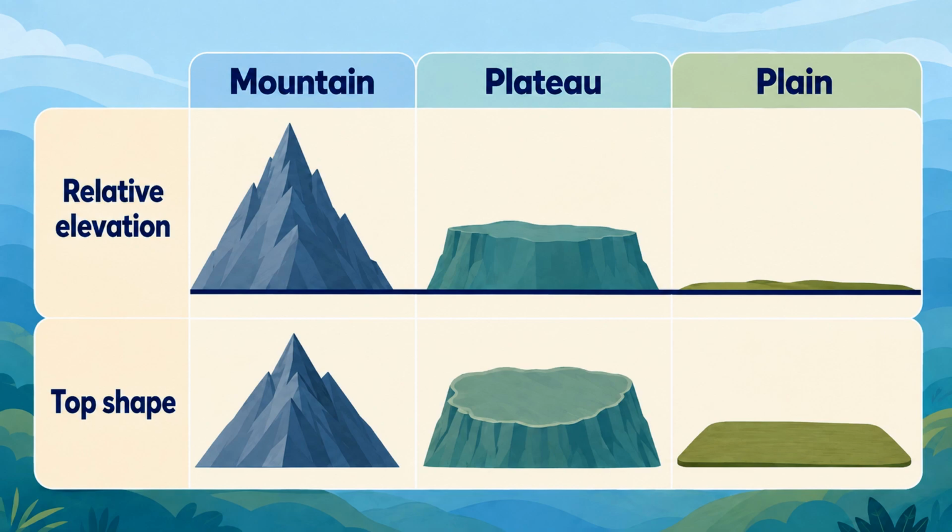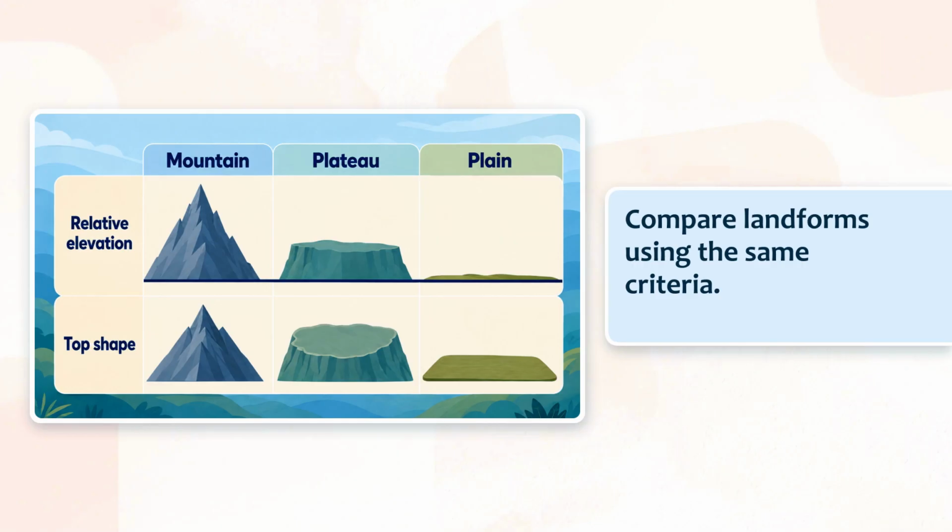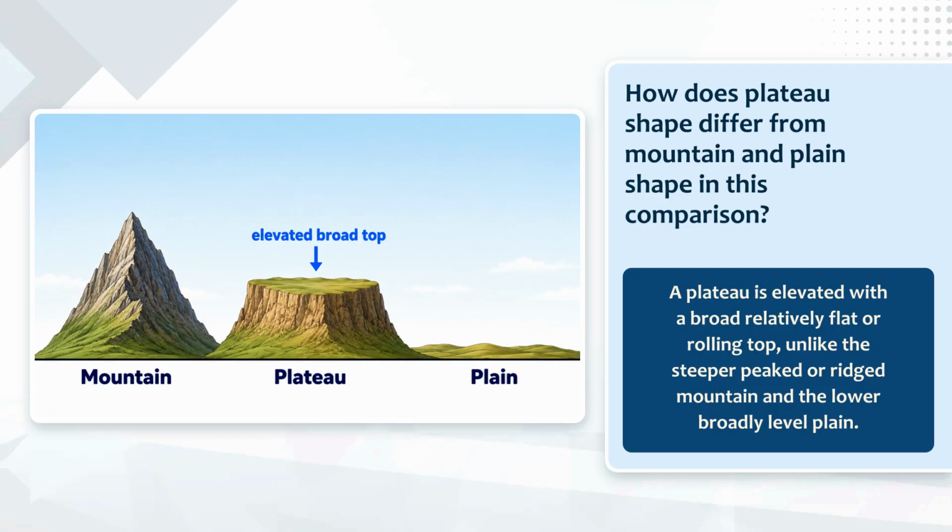Use the same two criteria for all three profiles: relative elevation and top shape. Plateau evidence is the combination of raised land and a broad, flat-to-rolling upper surface. This makes the classification fair. Compare landforms using the same criteria. Elevation and top shape are enough for this task. Look at the same baseline beneath all three.